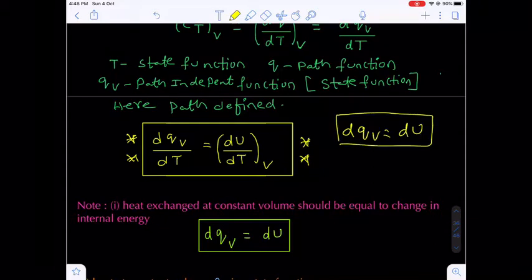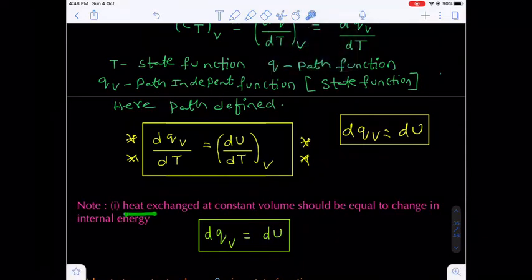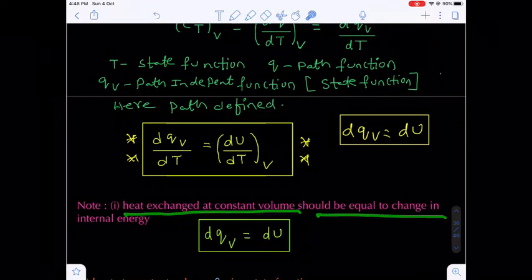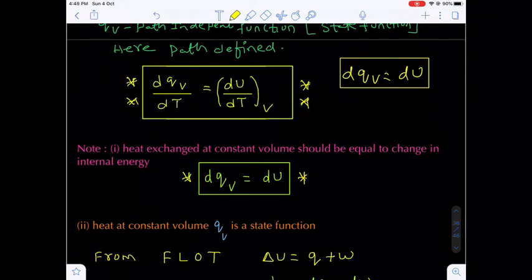That means change in the heat at constant volume is nothing but change in internal energy. Change in what? Internal energy. Are you getting my point? Heat change at constant volume should always be equal to the change in the internal energy. So this is a very useful definition. What is the change in internal energy? Nothing but change in the heat where? At constant volume. At constant volume. Are you getting my point?